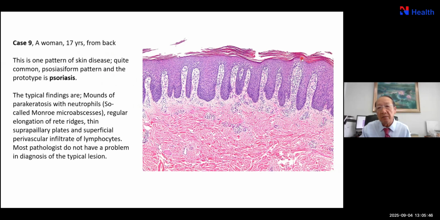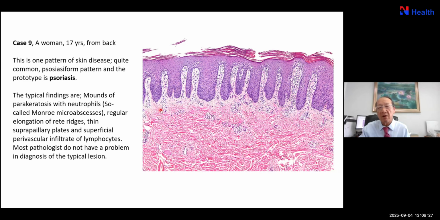There will be some neutrophils in the scale, and the granular layer will be diminished. The suprapapillary plate will be thin. There will be some so-called spongiotic change, depending on the activity of the lesion, and the inflammatory infiltrate will be confined to the upper part. This is psoriasis.